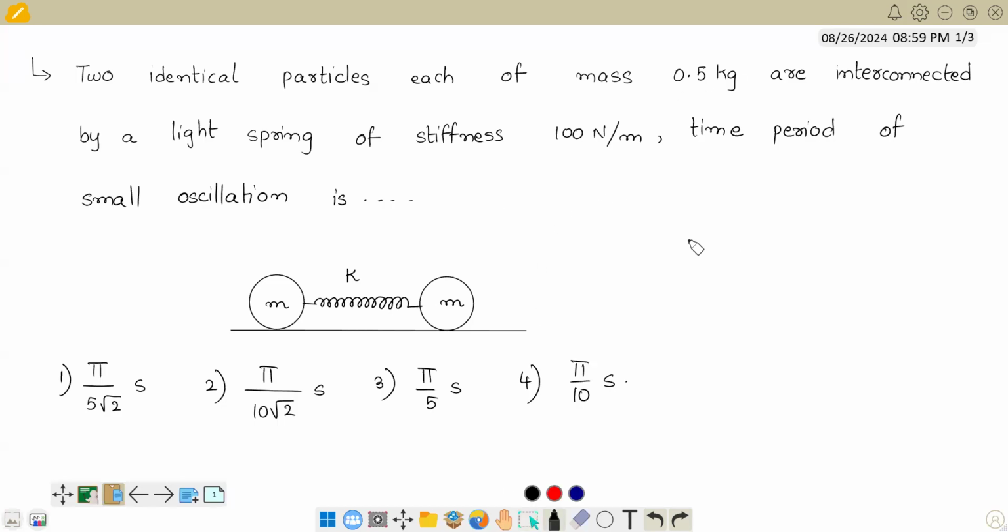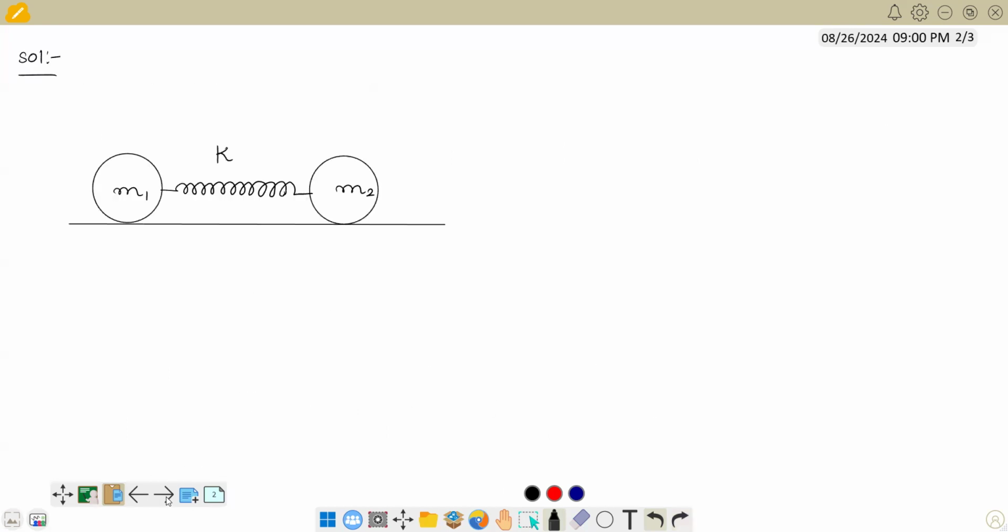Hello student, the question says two identical particles each of mass 0.5 kg are interconnected by a light spring of stiffness 100 Newton per meter. The time period of small oscillation is pi by 5 root 2, pi by 10 root 2, pi by 10 seconds. See, first let us see the simple way to solve the problem.